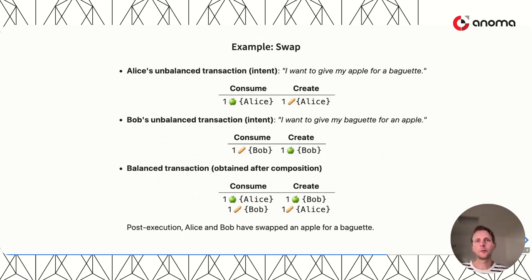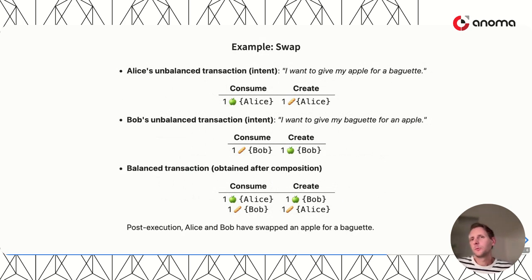And after composing both transactions into one, this becomes a balanced transaction. So this is shown here in the third table, where we see all the resources on the left-hand side that are consumed: one apple of Alice and one baguette of Bob, and then one apple is created for Bob and one baguette for Alice. And if this transaction is executed, what then happens is that Alice and Bob have effectively swapped their items with each other.